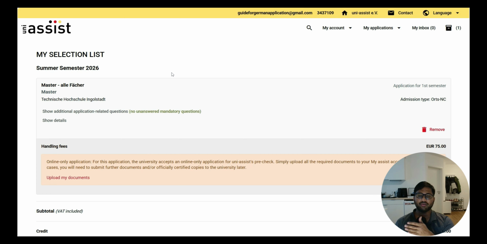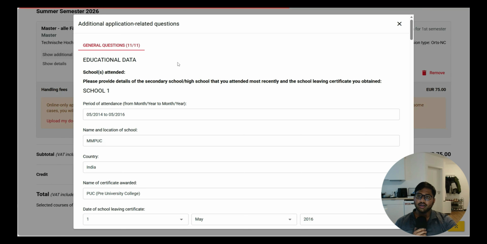Then in the first part, we also did the registration for Uni-Assist, and I showed you Masters for Alle Fächer is one VPD that they issue specifically for TH Ingolstadt, and you can use this Masters for Alle Fächer VPD for all courses in TH Ingolstadt for one particular semester or 1 year depending upon the validity, which I am not sure. Without any delay, we'll get started with today's general questions that you need to fill in and upload the documents before you submit the application for VPD.